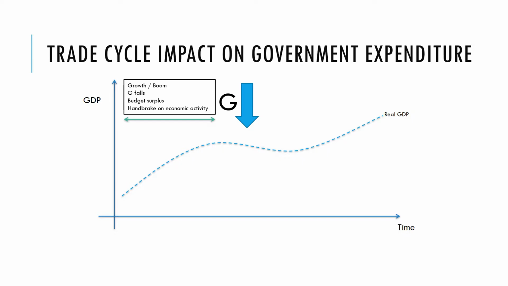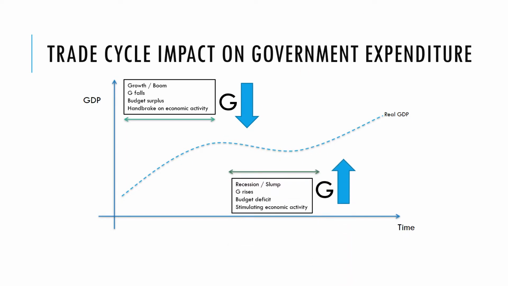However, when the economy is in recession or slump, when GDP is at a low level, then government spending will typically rise and we would expect to have a budget deficit.